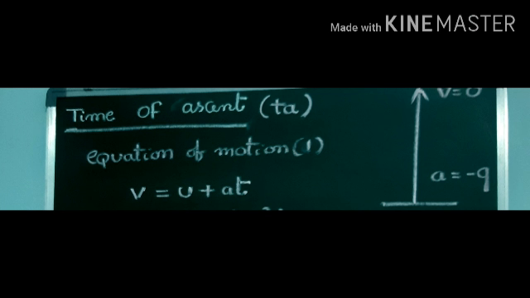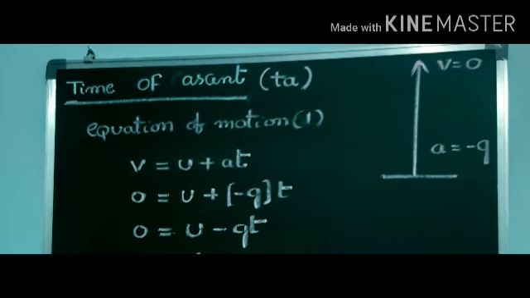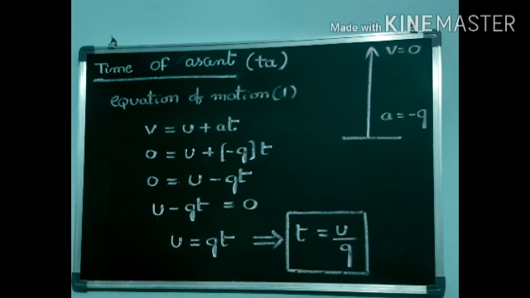We can take the first equation of motion, v equal to u plus at. Substitute the conditions: v equal to 0, u, and a equal to minus g. So 0 equal to u plus into minus gt, that means u minus gt equal to 0. So u equal to gt, then t equal to u by g.